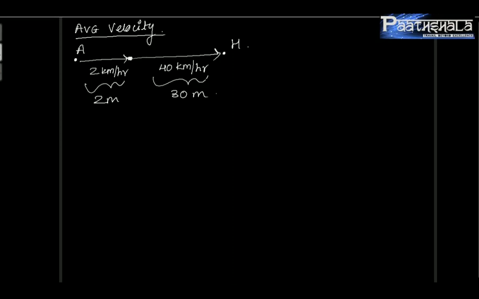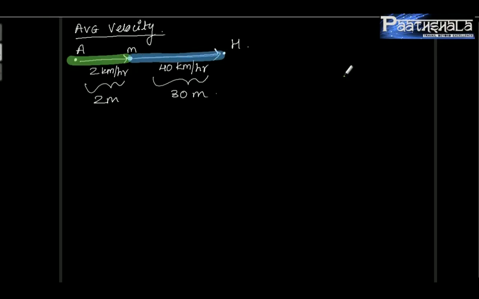So here, what is the average velocity and what is the instantaneous velocity of Aditya? We'll have to see. Instantaneous velocity will have to be calculated in two different segments, right? The first segment of Aditya's motion is points A to M. The instantaneous velocity of Aditya between points A to M is 2 kilometers per hour. Similarly, instantaneous velocity of Aditya from M to H is 40 kilometers per hour, right?